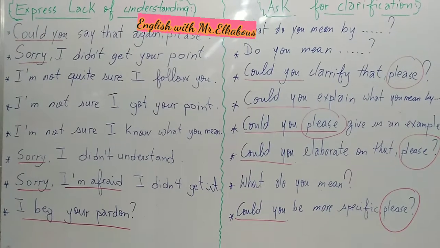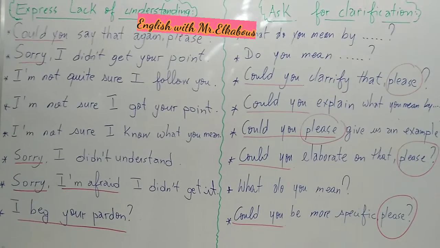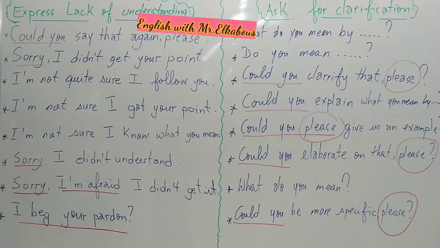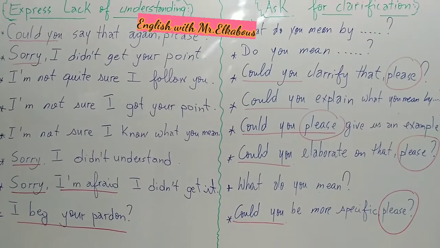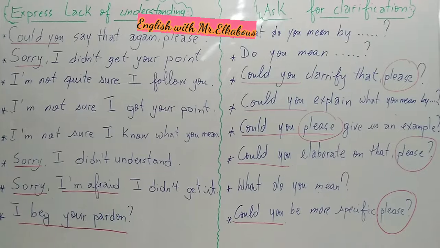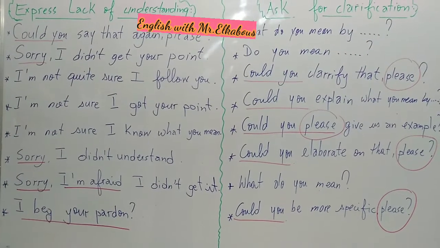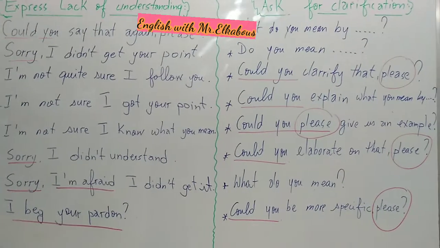Then we have sorry I didn't understand. هذه هي الاكسبرسيون السهله كاع باش تعبر على lack of understanding. I'm sorry I didn't understand. ومن بعد عندنا sorry I'm afraid I didn't get it. هنا عندنا sorry وعندنا I'm afraid. I beg your pardon. شي واحد كيهضر معاك وتقول ليه I beg your pardon يعني راه ما فهمتيش.